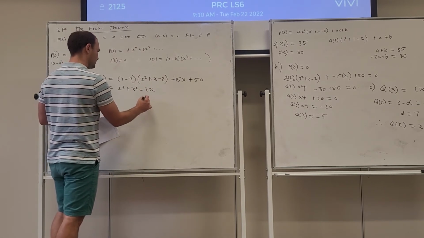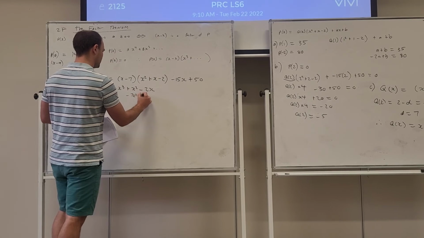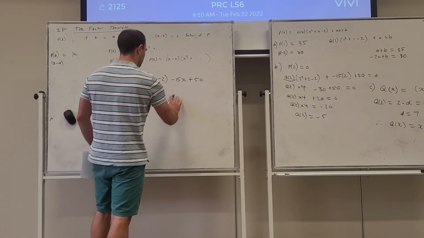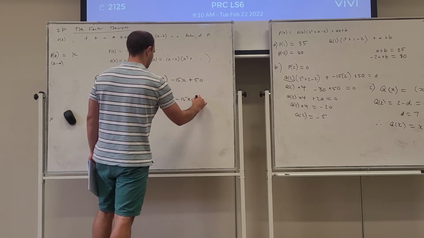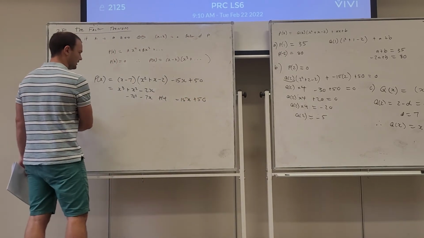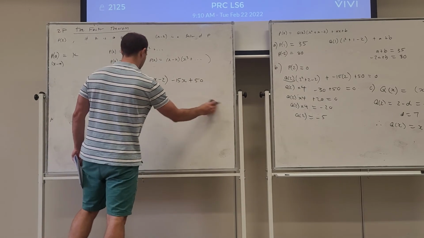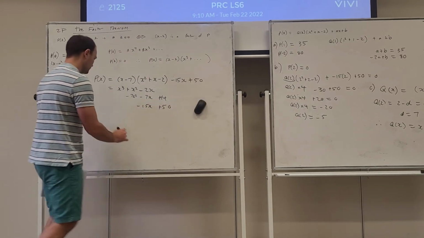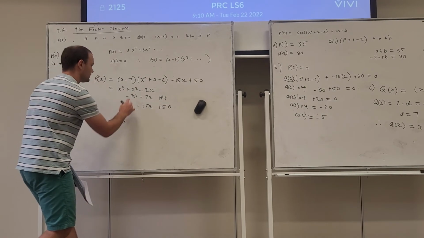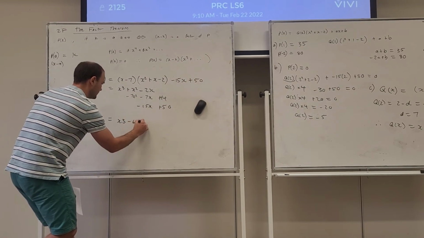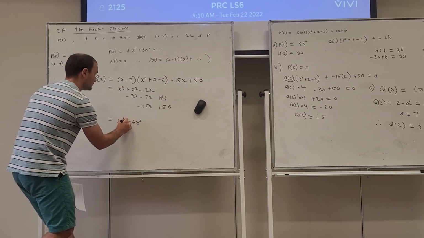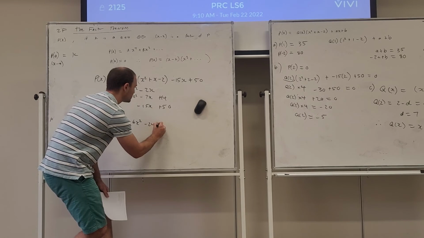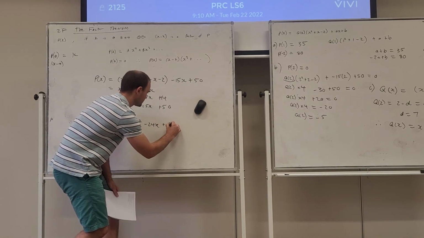Take 7x squared. Take 7x plus 14. And then take 15x plus 50. Let's collect x to the 3. We'll have take 6x squared, minus 2 minus 9 minus 24x and plus 64.